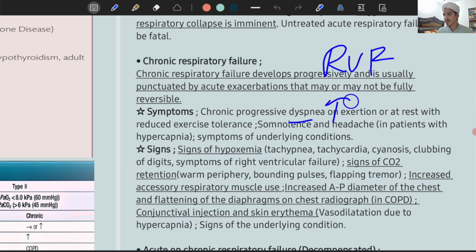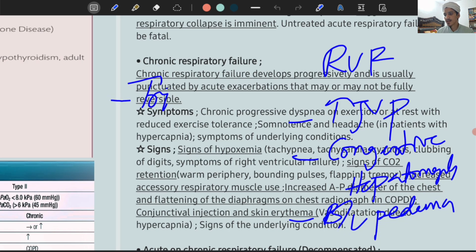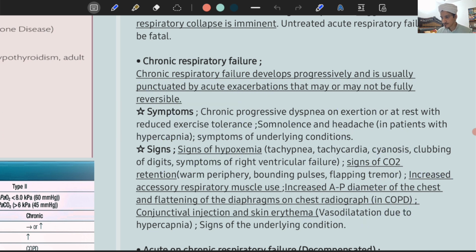So there will be raised JVP, there will be congestive, tender hepatomegaly, there will be bilateral pedal edema. Sometimes you can hear a triple murmur if you auscultate, and you can have a right ventricular heave on palpation when you palpate the chest. So these are the signs which you see when there is right ventricular failure.